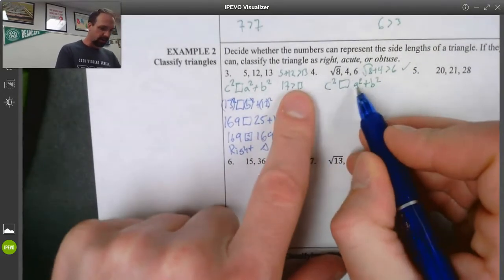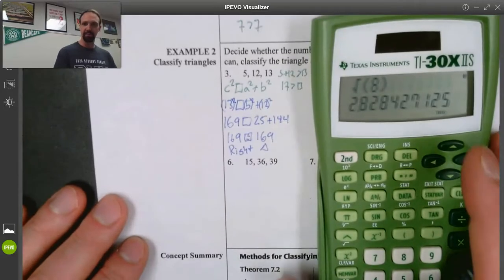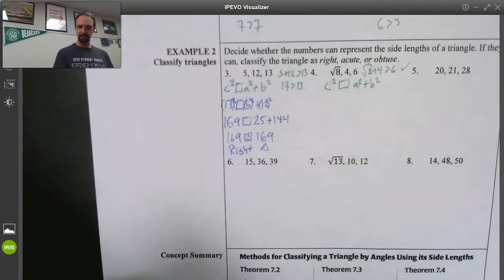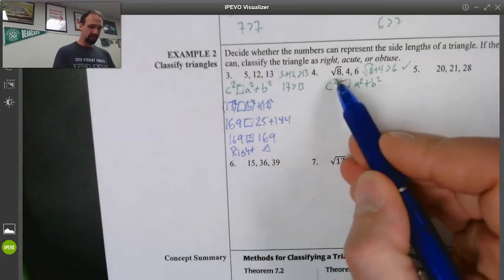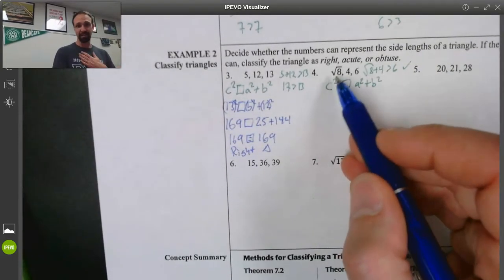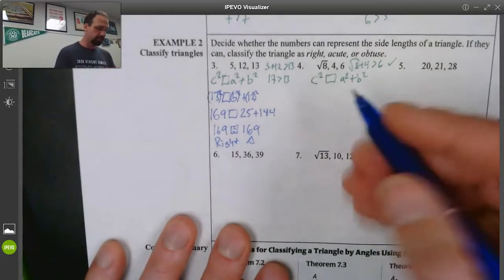So the length of my longest side, in this case, I already did square root of 8. I know that it's 2.8 something. It's helpful to do that to see which side length is the longest as you're going through, because maybe this number, even though it's listed first, is actually the longest side. So you want to check that as you go through.